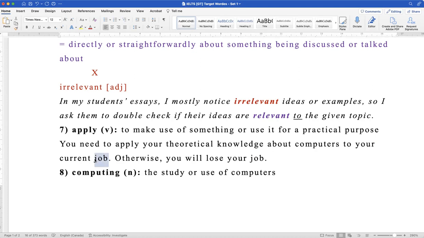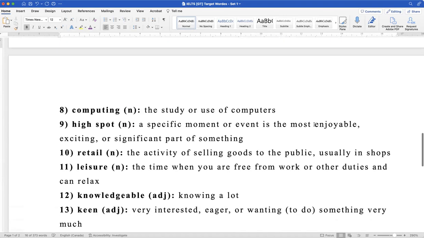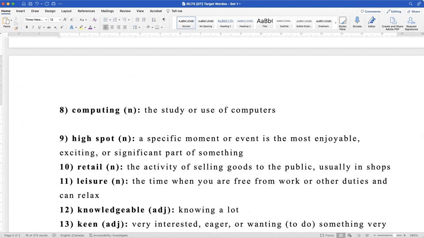Again, maybe I can change the word here, not to repeat the same words. Repetition is not a good idea when you write something. So in your writing, you should avoid repetition. So here I use otherwise from the list above, just as I explained. Otherwise, you will lose your job. You need to apply your theoretical knowledge. So here apply means to put into practice. Another word for apply can be to put something into practice. This means apply. Put into practice.